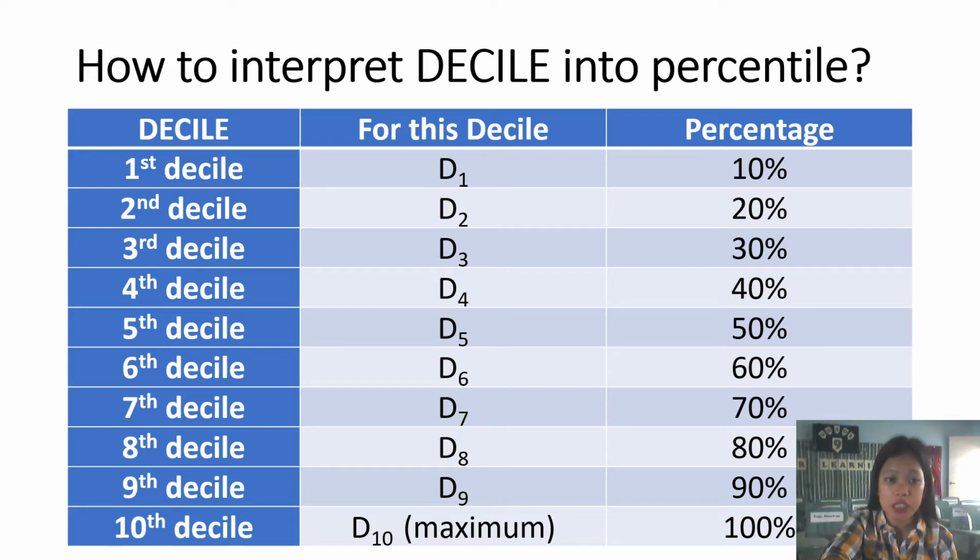40% of the distribution is below the fourth decile. 50% of the distribution is below the fifth decile. 60% of the distribution is below the 6th decile. 70% of the distribution is below the 7th decile. 80% of the distribution is below the 8th decile. 90% of the distribution is below the 9th decile. And 100% of the distribution is below the 10th decile.